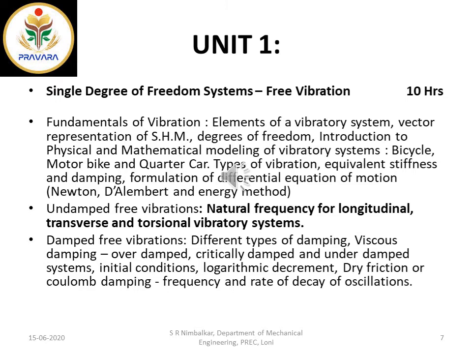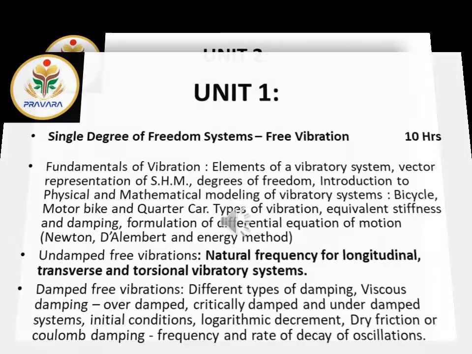Then there is dry friction, then Coulomb damping. These are also types of resistances. As I was explaining about the resistance to motion, there are various ways you can resist this motion, like viscous damping, dry friction, and Coulomb damping, isn't it? How they will be affecting and where these cases come, we'll study. Then there is the frequency and rate of decay of oscillations. This will be studied in this unit number 1. Got it? So let's move to next.